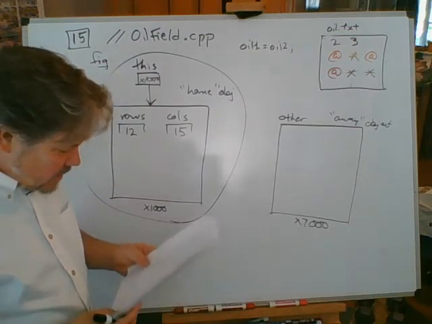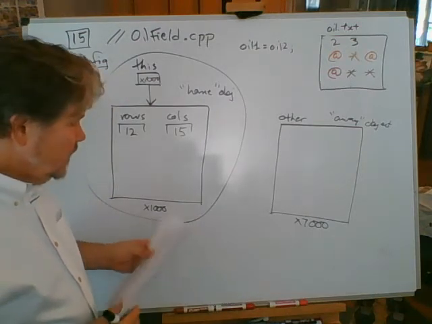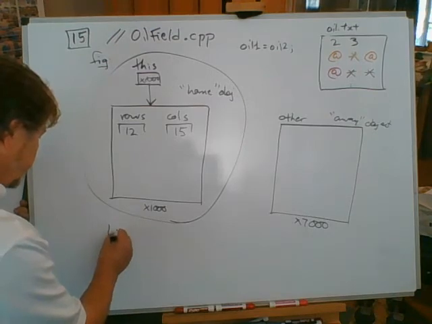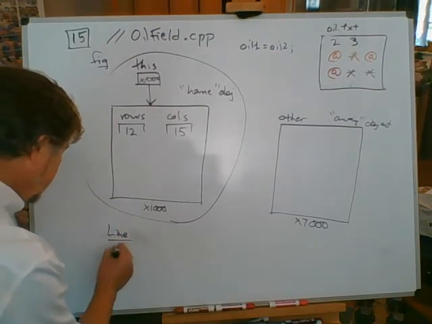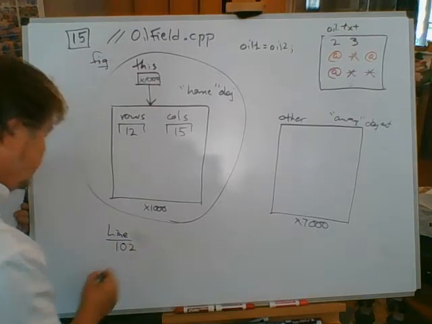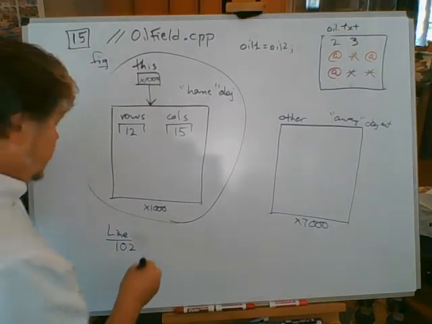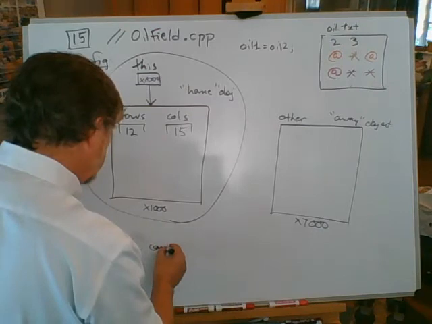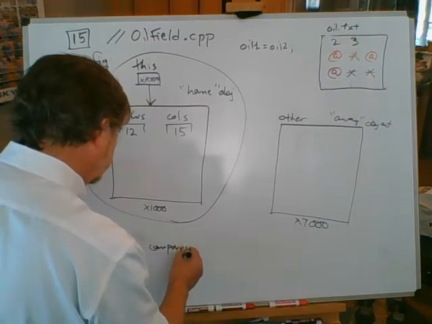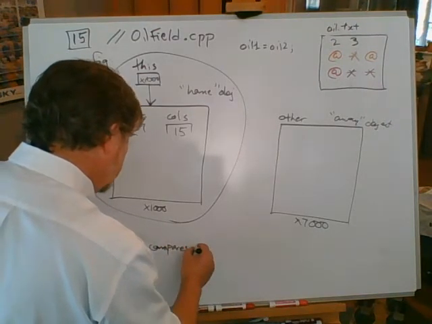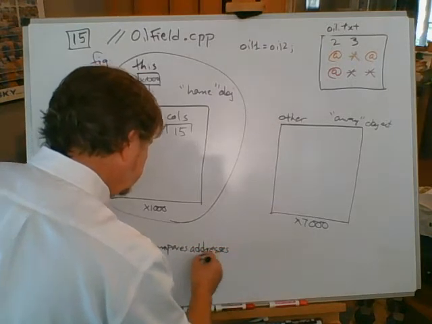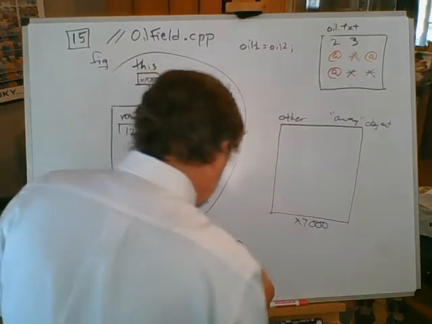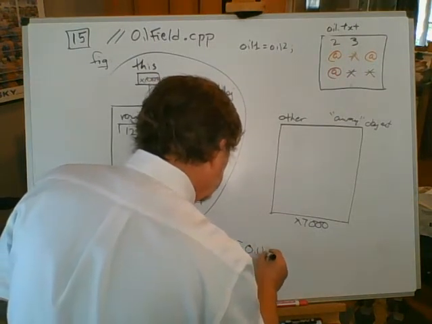Why am I making such a big deal, for crying out loud? Line 102. Violated my convention. There, line number 102. This is comparing addresses of oil field objects.